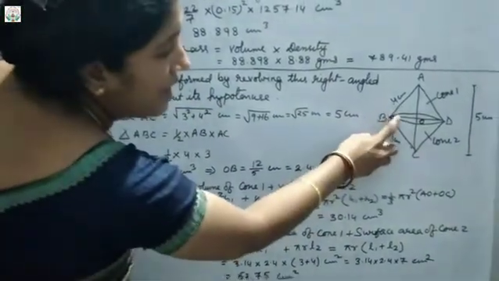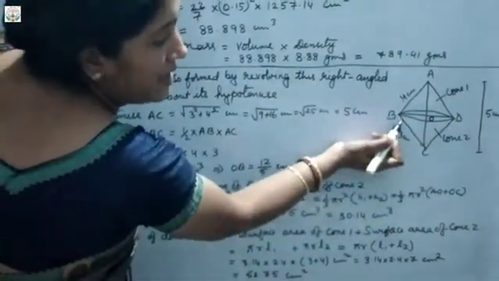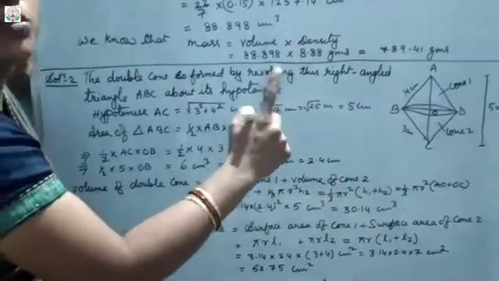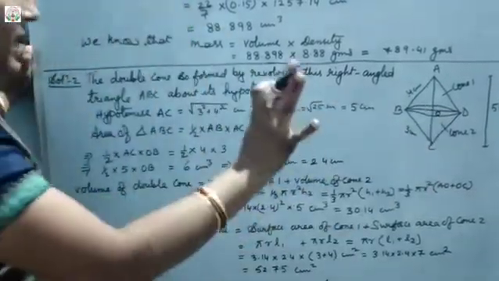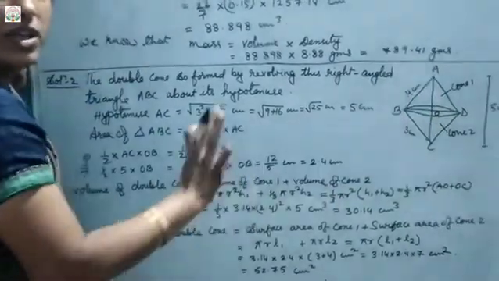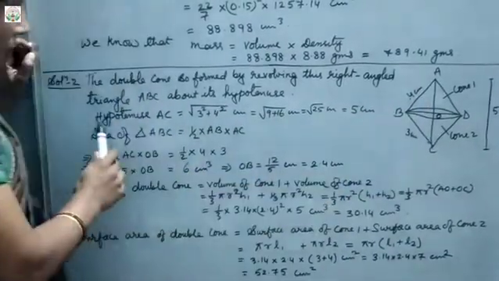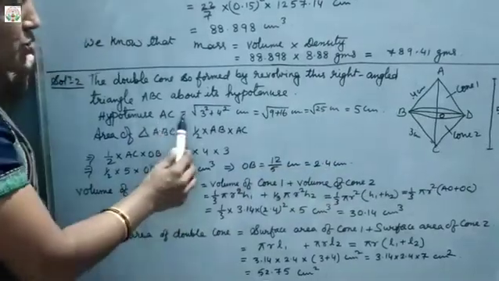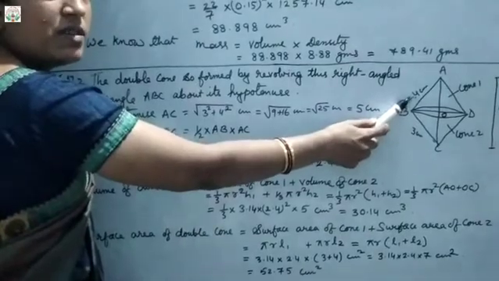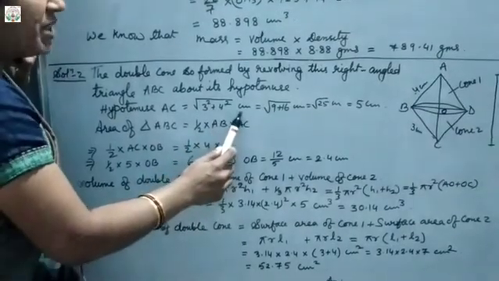Meaning here the 90 degree angle is made. So AC will be the hypotenuse. This is 90 degree, so this will be the base, and this is the perpendicular height. Clear? So first we will take out the hypotenuse, this particular AC, for this right angle triangle. In right angle triangle ABC, hypotenuse AC equals the square root of base square plus perpendicular square, which is 3 square plus 4 square cm.